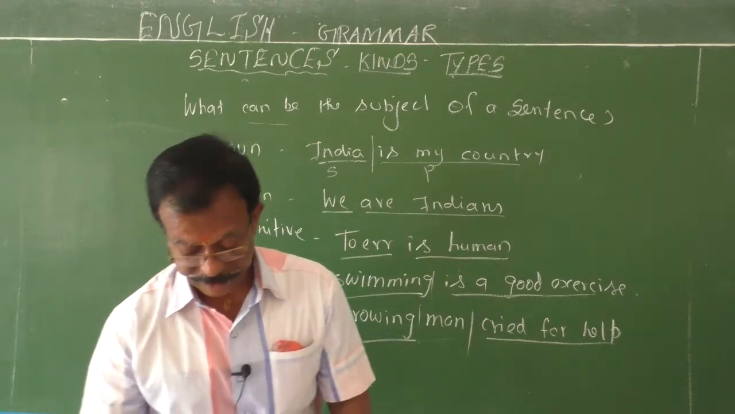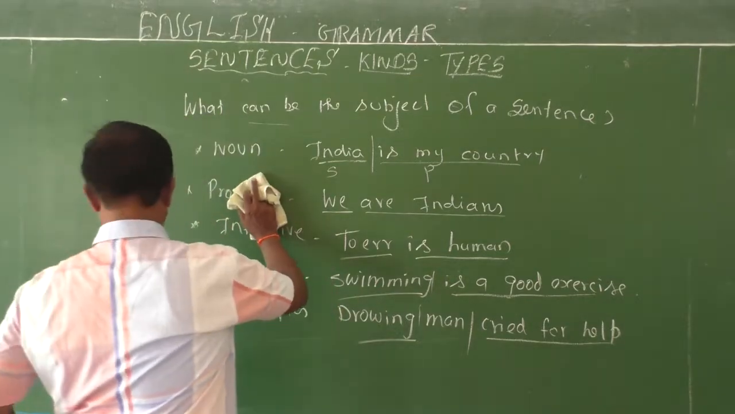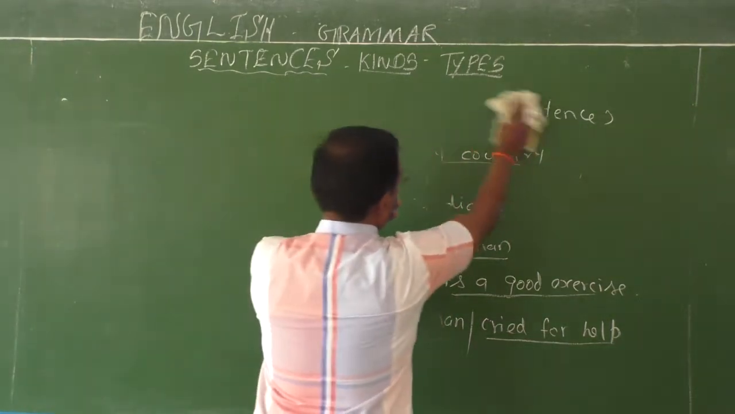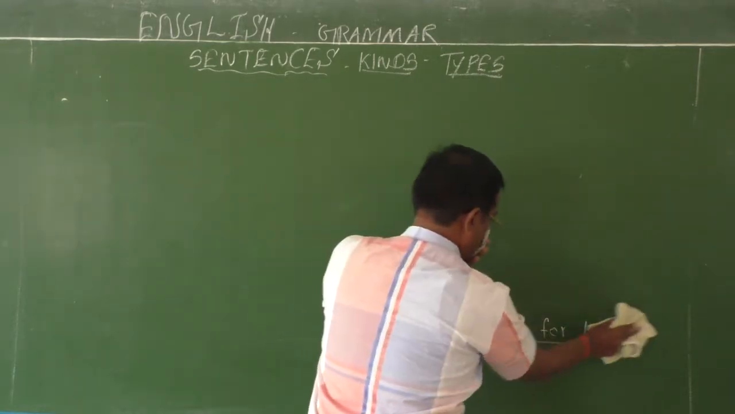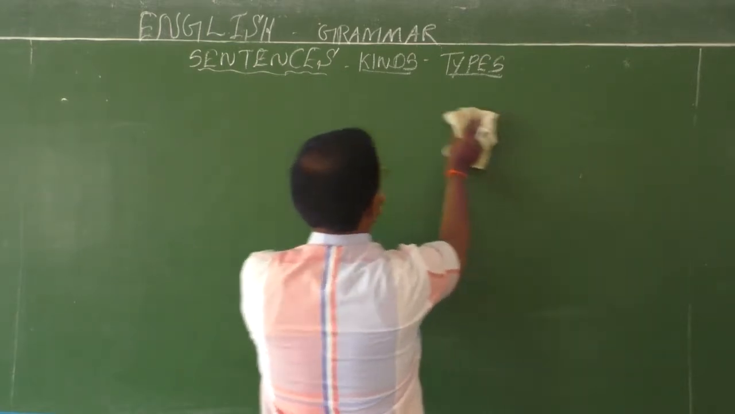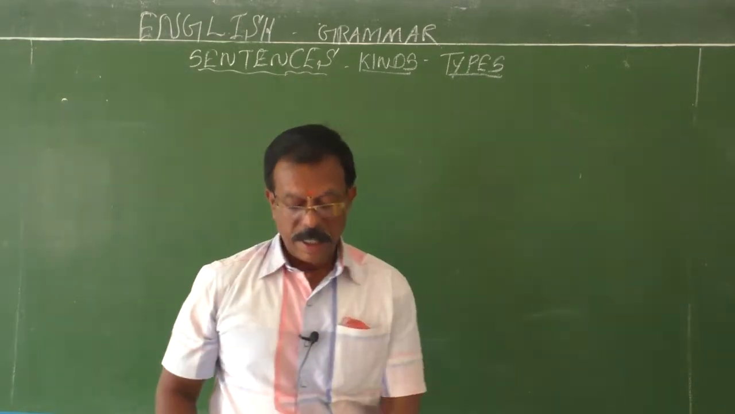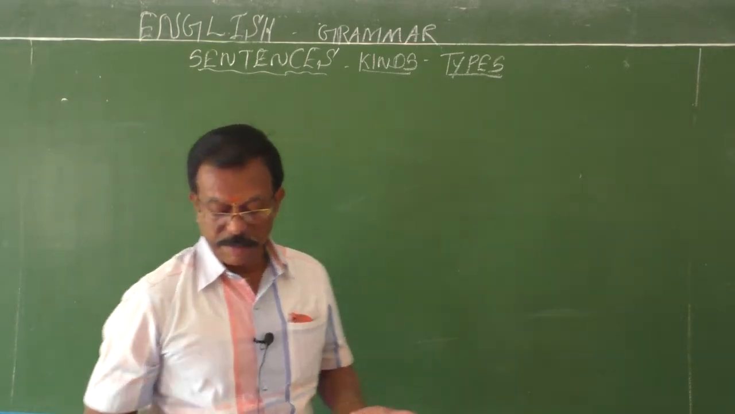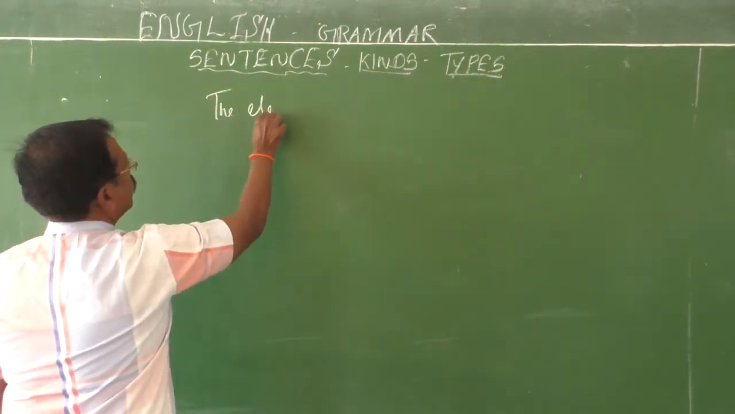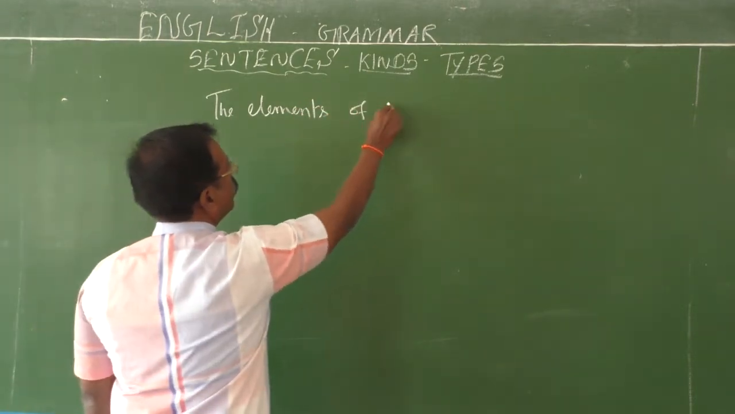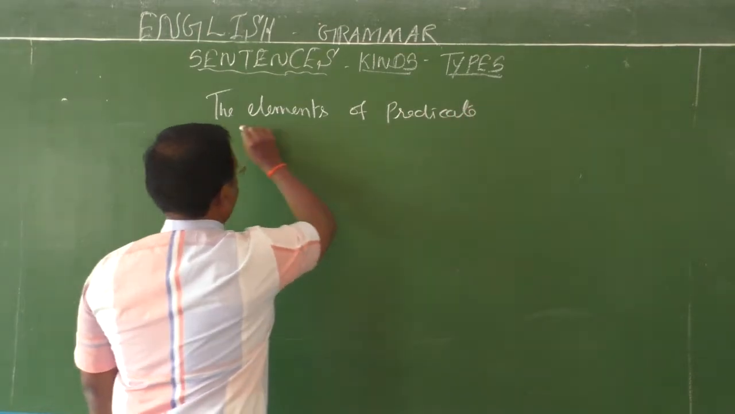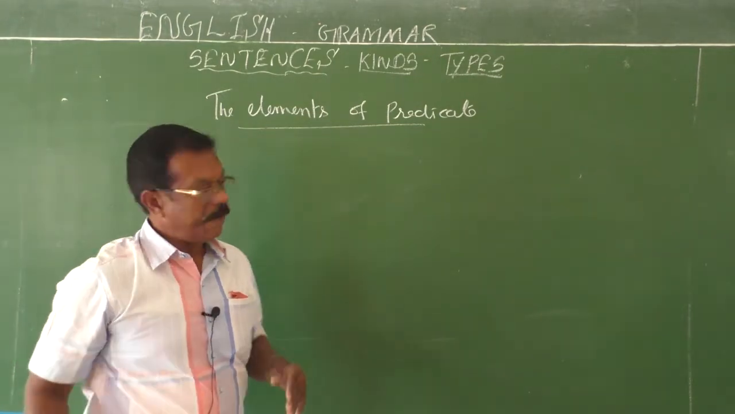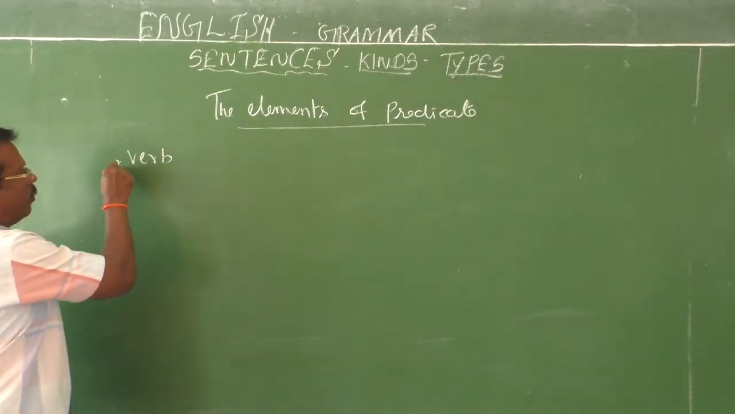Okay. See, what are all the elements of a predicate? A predicate, the most important element, as I hope you all know, is verb. Very important. What can be the elements of a predicate? What constitutes the elements of a predicate part of a sentence? See, a verb. Verb is the most important element of a predicate.